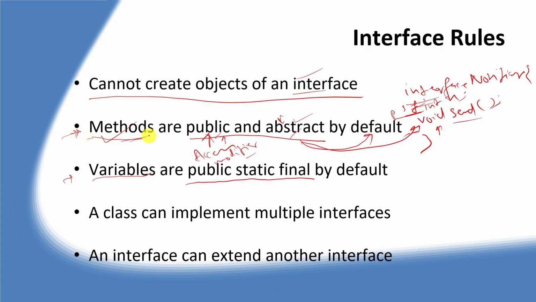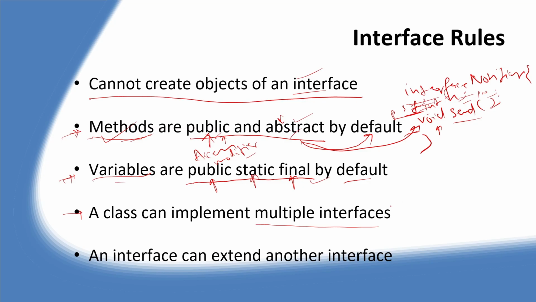What is the scope of methods if we are not providing one? By default it will take these. What is the scope of variables if we are defining them? By default it will take public, static, and final. Public is the access modifier, static is for the class, and final means we cannot change the value of the variable. If we declare int x equals 10, we cannot change the value. Now, a class can implement multiple interfaces.